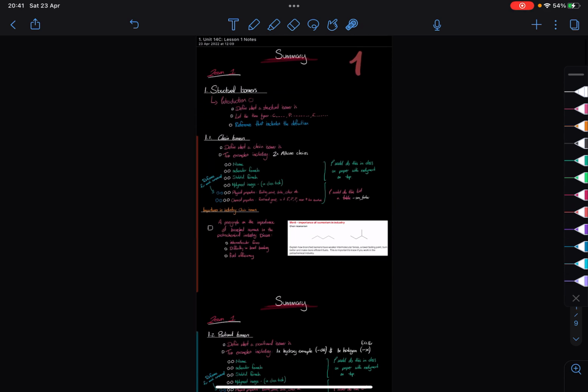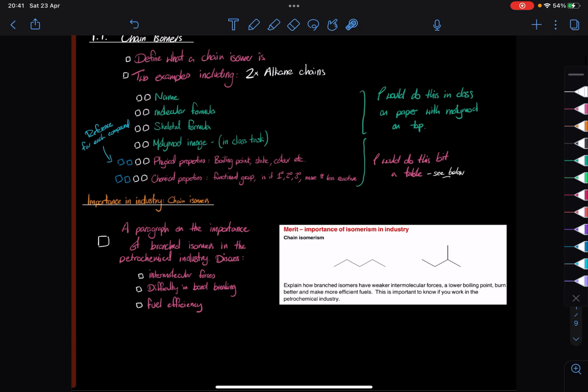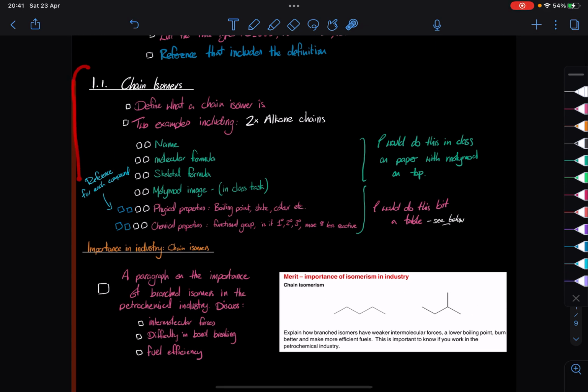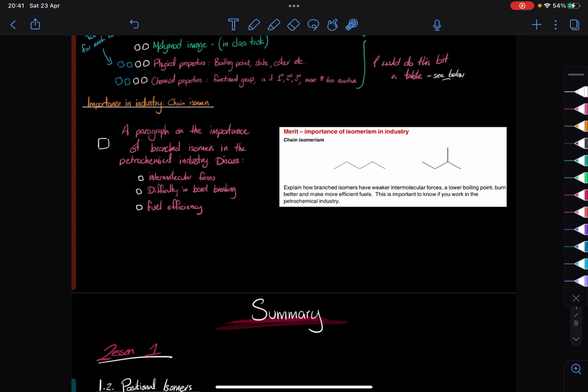So, we're going to go to this section here. So this is the images that I've just shown you. They shouldn't take long in class. It's going to be this little bit here. The importance in industry, this is merit criteria, but I think it's more important to just stick it in there.